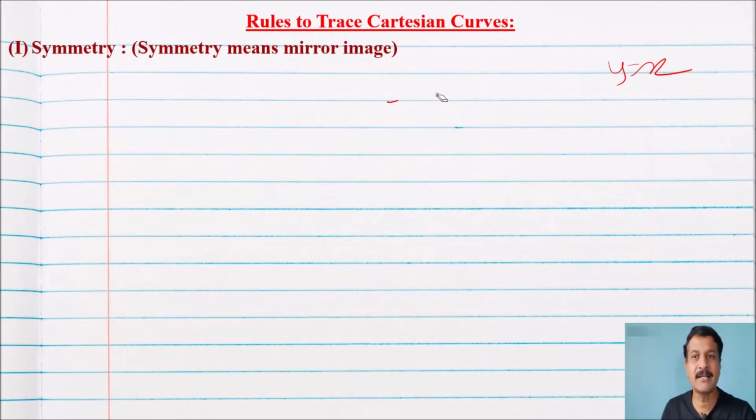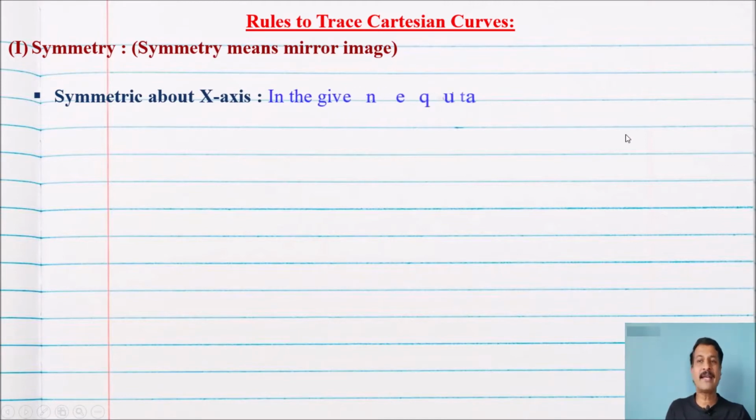It means symmetry about the x axis, symmetry about the y axis, symmetry about the line y equal to x, symmetry about the line y equal to minus x, and one more additional thing: symmetry in opposite quadrant. So how to check it? Let's see here, symmetry about the x axis.